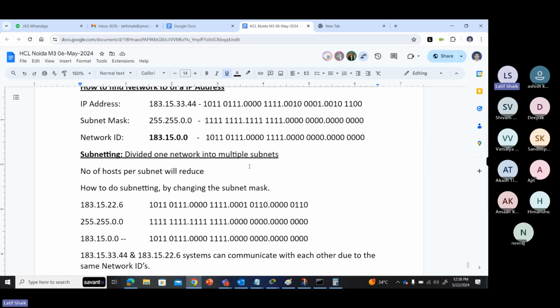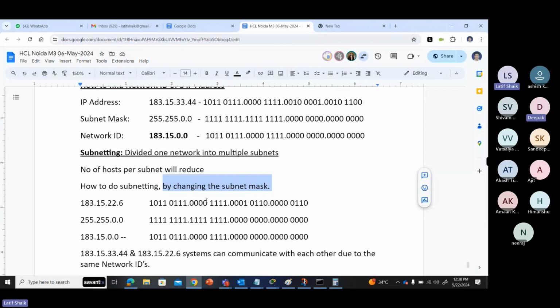When you divide it, each subnet has a lesser number of hosts. Earlier we had 254. Now you may get 14, or maybe 30, or maybe 62. Like that, the number of host IDs will be less in the subnet. How to do subnetting? By changing the subnet mask.